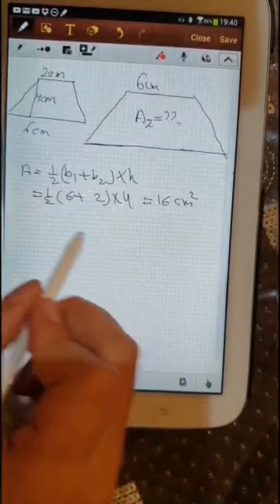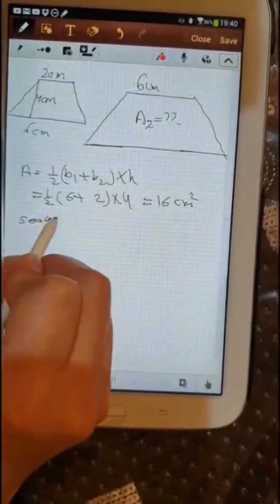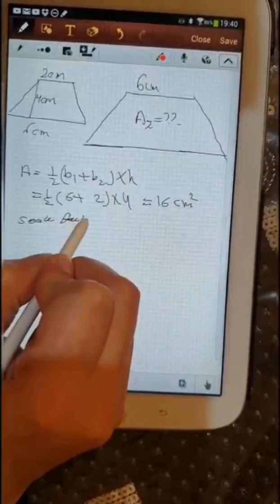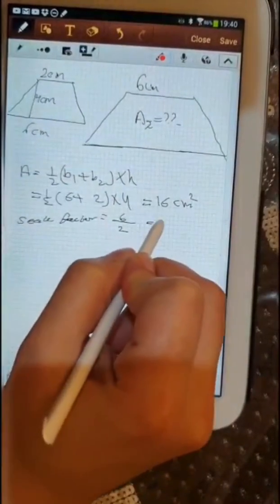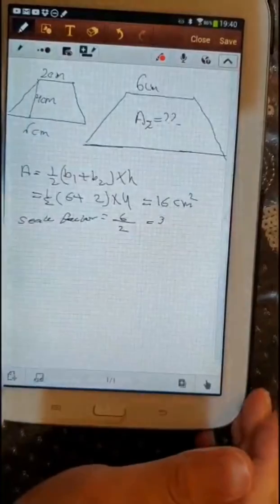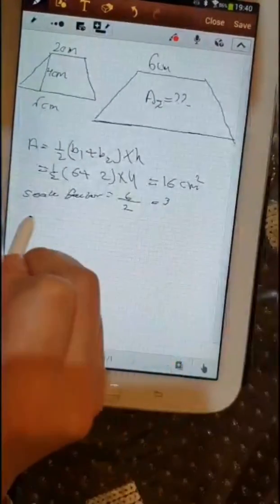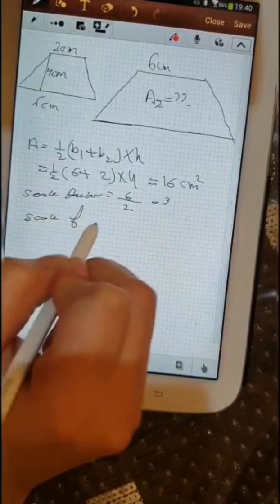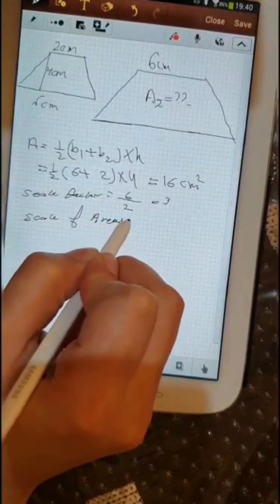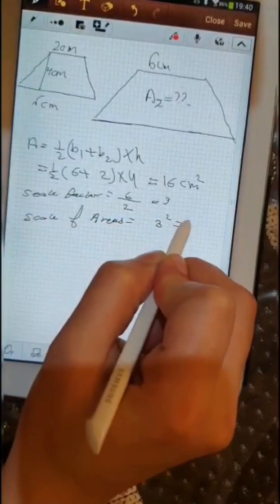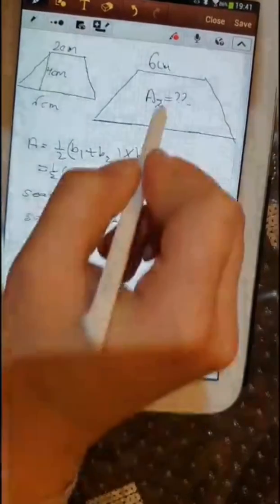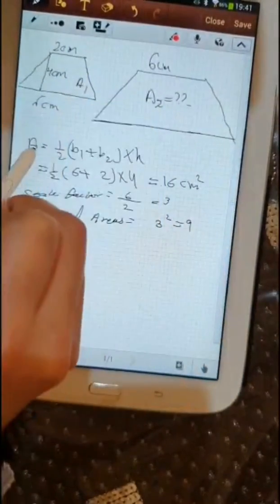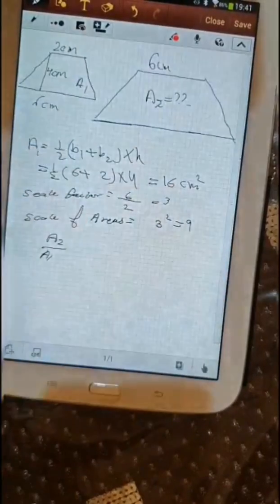Now, I know that the scale factor is this side, 6 centimeters over 2, which is equal to 3. So this is the scale factor of the sides. So the scale factor of the areas will be 3 to the power of 2, which is equal to 9. This means if I put A2 over A1, this is A2 and this is A1, what I found already at the beginning, I'm going to name it A1.